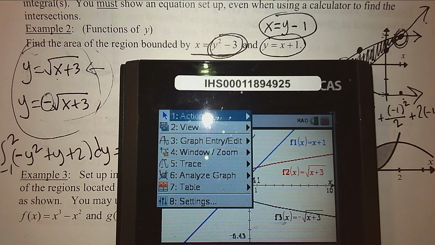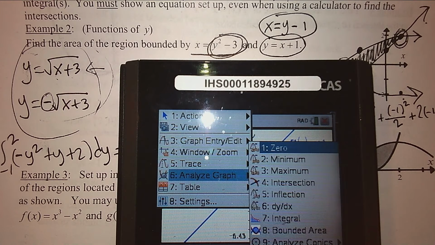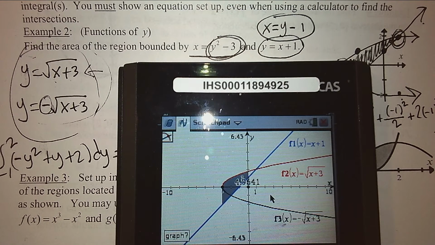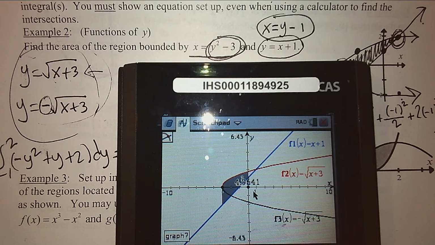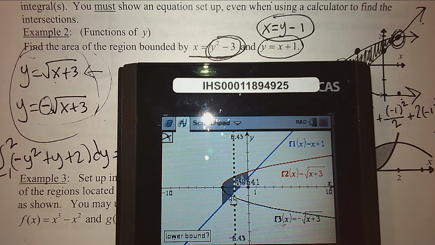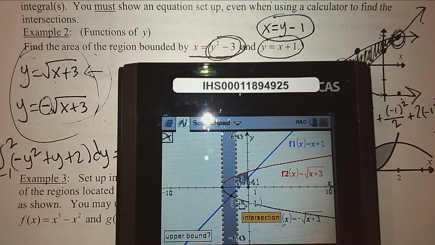So if I went to Menu and Analyze, you can see intersection is 4. So then it says which is which graph. So if I want this graph, in the second graph I highlight over it and press it, and then I say, okay, what are the bounds? So the left, enter, and I move it to the right of where it intersects, enter.